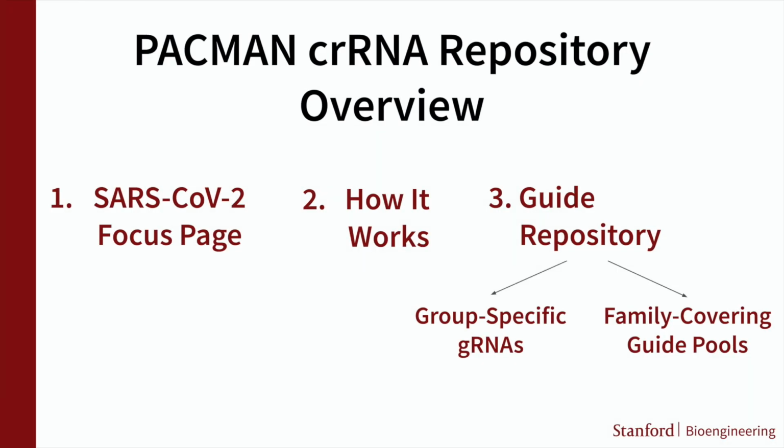In this video, we'll show you the key features of the PACMAN CRISPR RNA repository. The two guide pooling features are the group-specific guide RNAs and the family-covering guide pools. Let's start by exploring the SARS-CoV-2 focus page to learn about our previous research and how these CRISPR RNA were validated.